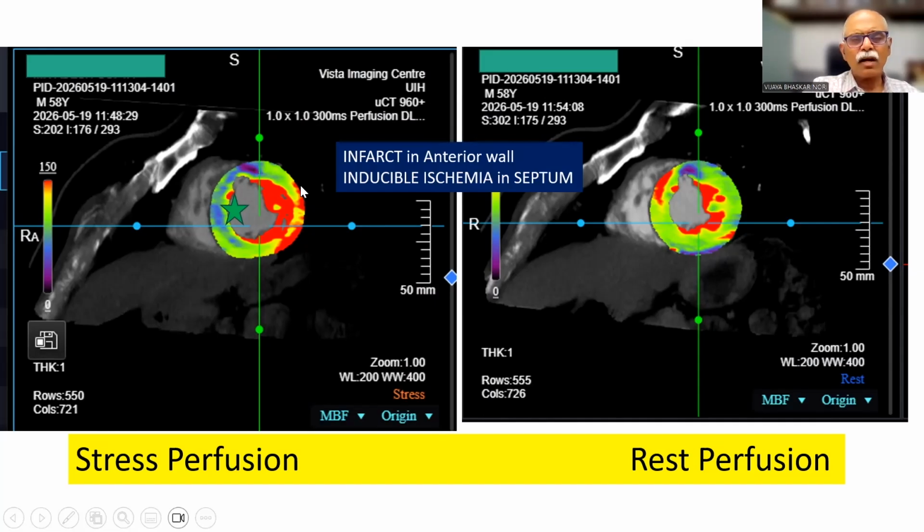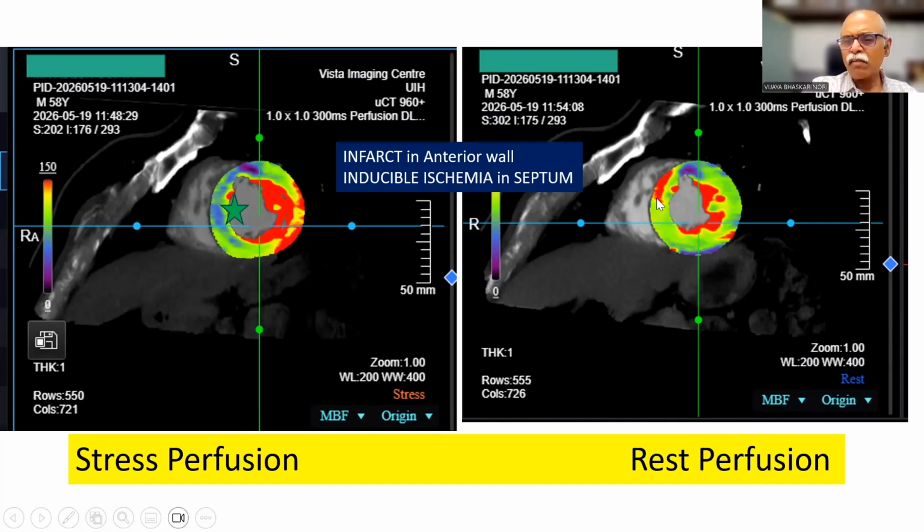In the stress perfusion or rest perfusion, red is normal. That means minimum 150 ml of myocardial blood flow, and slowly the grading from red to purple to blue is low blood flow. So here you can see that in rest perfusion, the anterior wall, there's a purple defect. In stress perfusion, there's a purple defect. That is an infarct. Now, when you come to the septum, you can see that in rest, it is green.